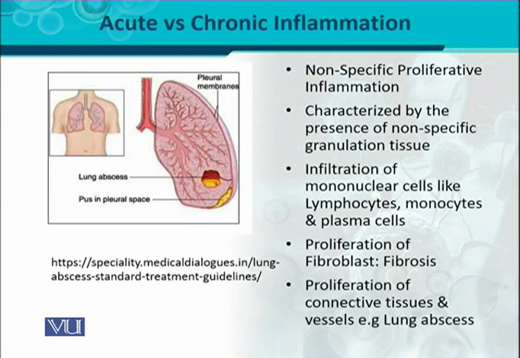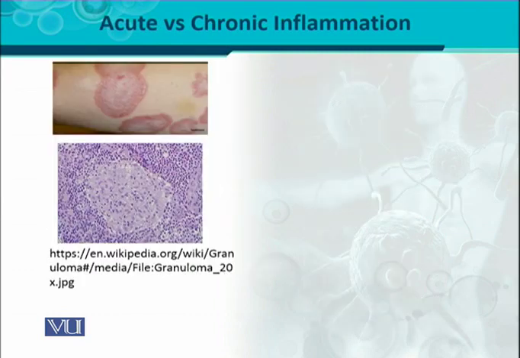For example, in case of a lung abscess, here in this figure you can see the lung tissue, and the lung abscess here in this region, there is a proliferation of the connective tissue and fibrosis, and as a result pus has accumulated in that particular area, that is called a lung abscess. This is a very important example of the non-specific proliferative inflammatory process.